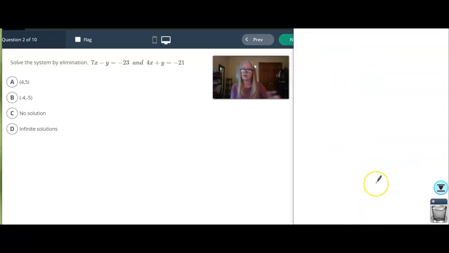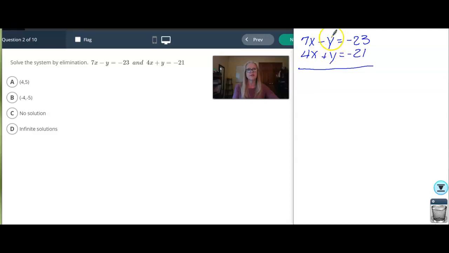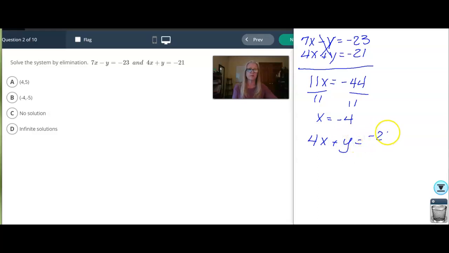In our next example, we have 7x minus y equals -23, and then we would have 4x plus y equals -21. All right, so we have a -y and a positive y. Those cancel each other out, leaving us with 11x equals -44. And we divide both sides by 11, and we get x equals -4. Then we take one of the 2 equations, just take 4x plus y equals -21. We substitute -4 for x, so we're going to have 4 times -4 plus y equals -21, and then you would just solve for y. Multiply these 2 together, and then add both sides, and you can solve for y. It's super easy.